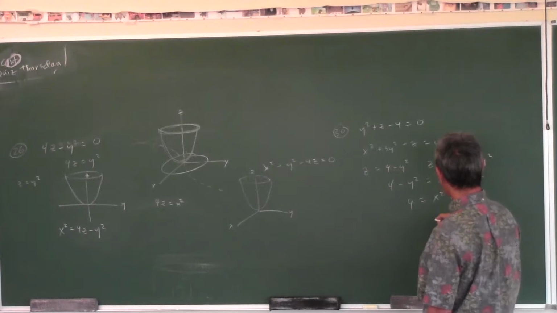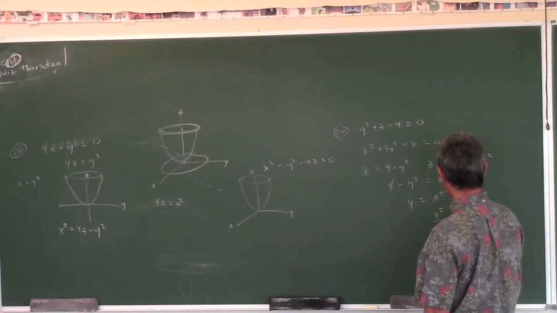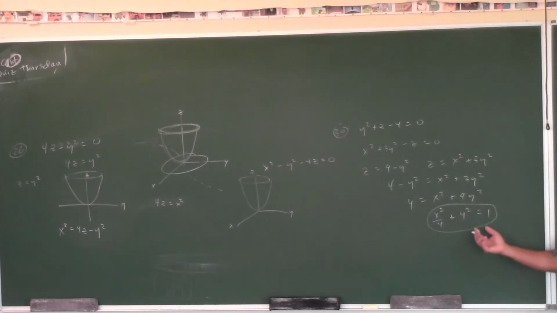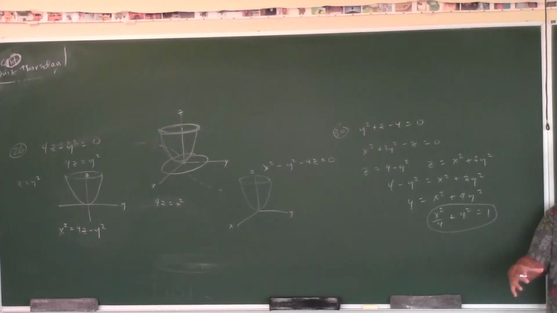And if you want to, you can divide everything by 4. There you go. See how it only has x's and y's? So that means it's in the xy plane. That would be the thing in the xy plane. This is an ellipse. Is that the answer?